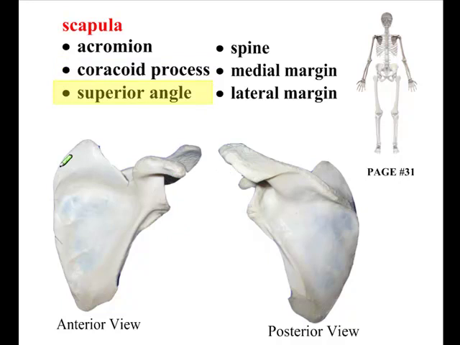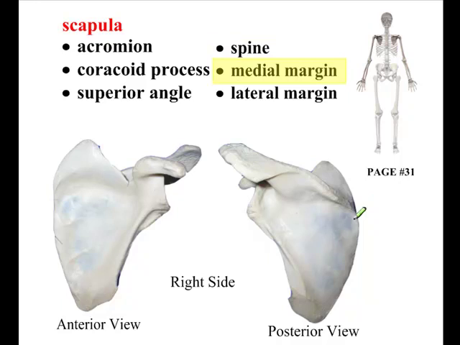The superior angle is just simply the top edge of the scapula, and you can see it on both views here, anterior and posterior. The spine is this large ridge, which you can see on the posterior view here, and the purpose of this large ridge is to give a strong, large attachment point for a lot of the broad muscles of the back.